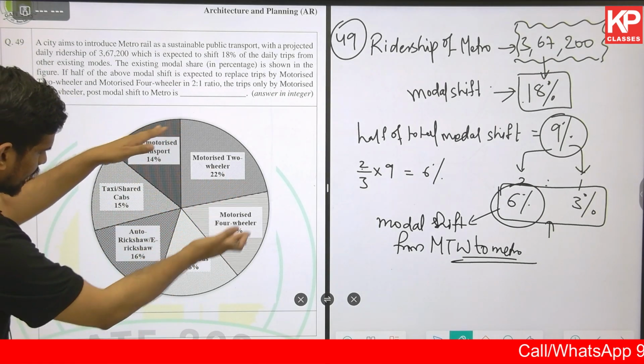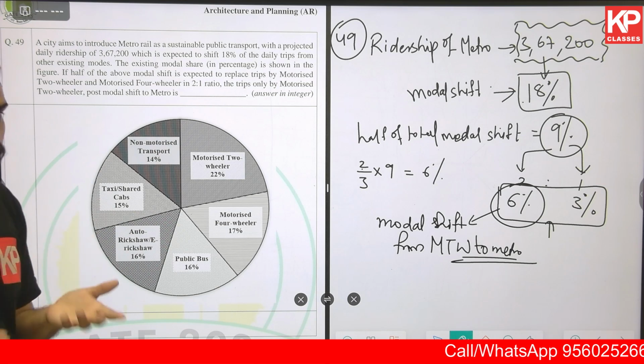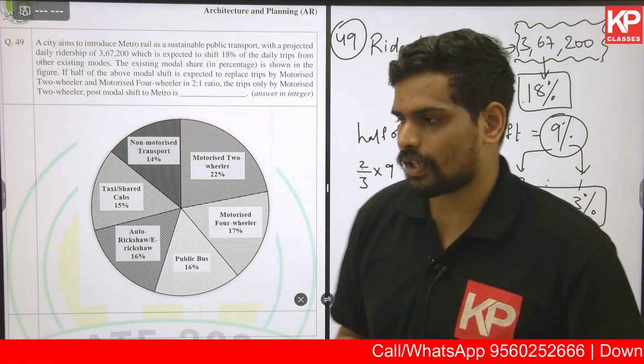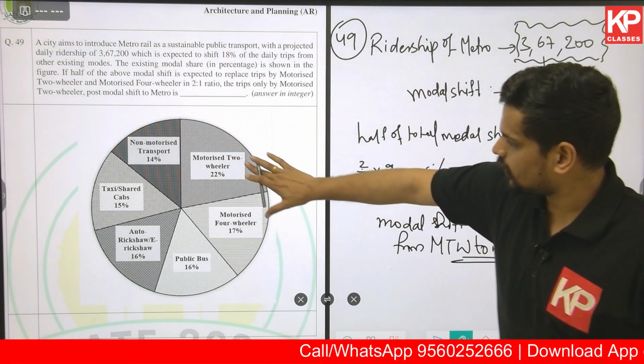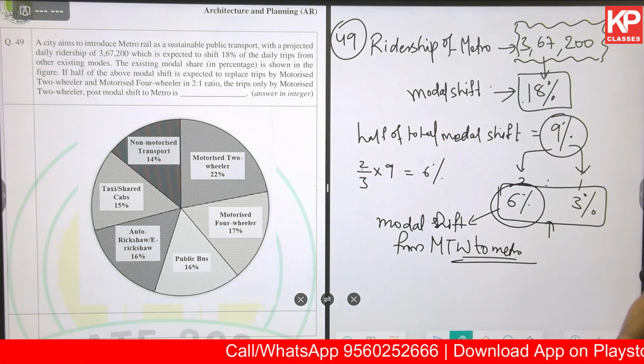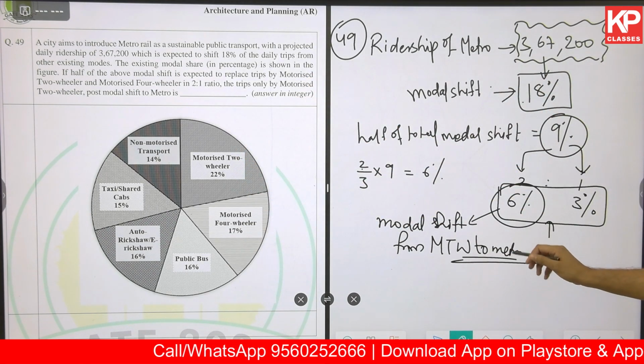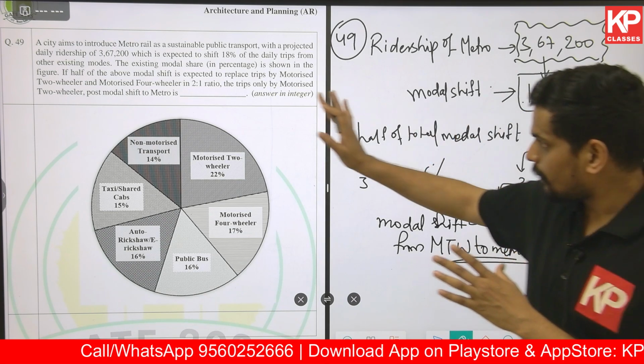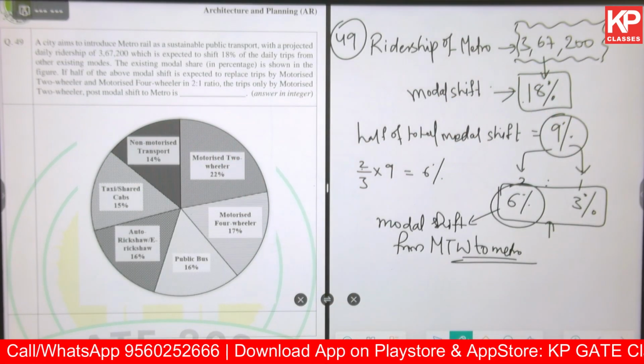Remaining 9% is distributed in all the remaining sectors, which we don't know. That percentage distribution is not given. They have only given us details of these two. But we are ultimately interested only in two-wheeler trips. How many people are going to use two-wheeler? Let us try to understand that.